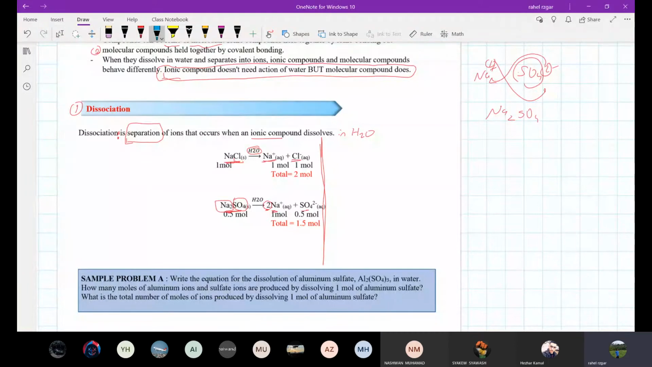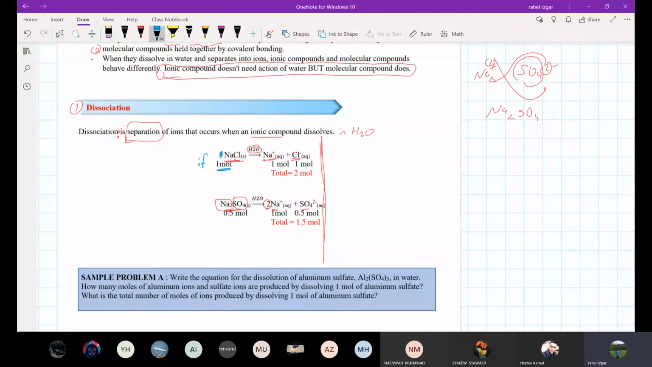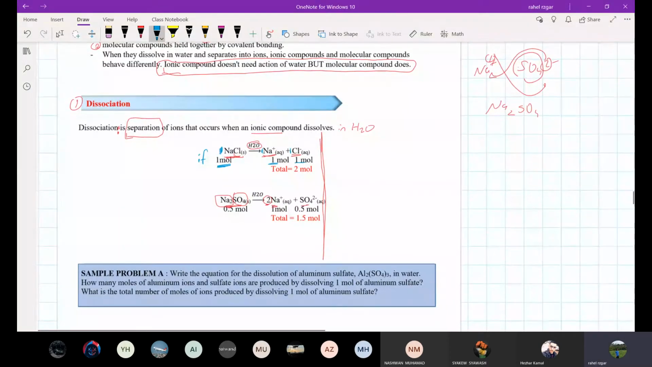Let's say NaCl is 1 mole. What would be the mole of Na? We have to look at the coefficient. What is the coefficient of NaCl? 1. Then what is the coefficient of Na? Again 1. So if two things have the same coefficients, it means that they have the same mole. So if this is 1 mole, this also must be 1 mole. What is the coefficient of Cl? It's again 1. Then the mole of Cl is also 1.